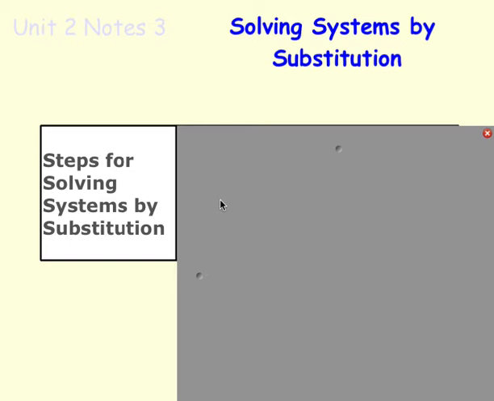Ms. Humbert here, and today we're going to talk about solving systems by substitution. So this is one of the tougher parts of Unit 2, simply because it does involve a lot of algebra. So let's go ahead and take a look at our steps.